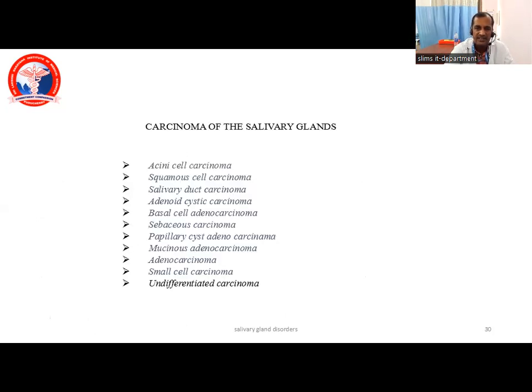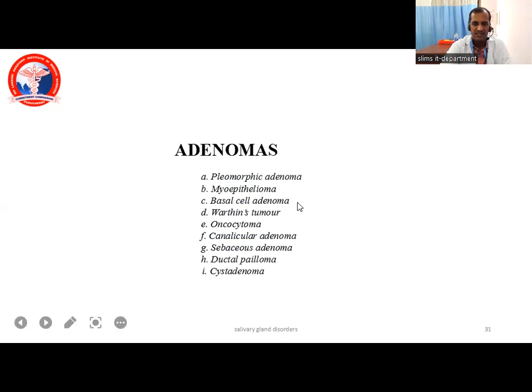Now, regarding the carcinoma of the salivary glands, it can be acinic cell carcinoma, squamous cell carcinoma, salivary duct carcinoma, adenoid cystic carcinoma, basal cell adenocarcinoma, or various other carcinomas. The adenomas most commonly are pleomorphic adenoma, myoepithelioma, basal cell adenoma, and Warthin's tumor. These are the most common.